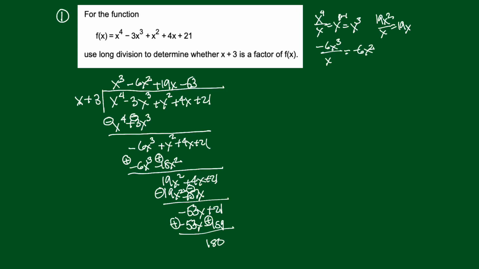Now I'm done, right? Because I've got an x here, and that's a higher degree than my remainder. So I'm ending up with a remainder of 180 over x plus 3. I've got a remainder. That's not a 0. So the answer is no. X plus 3 is not a factor.